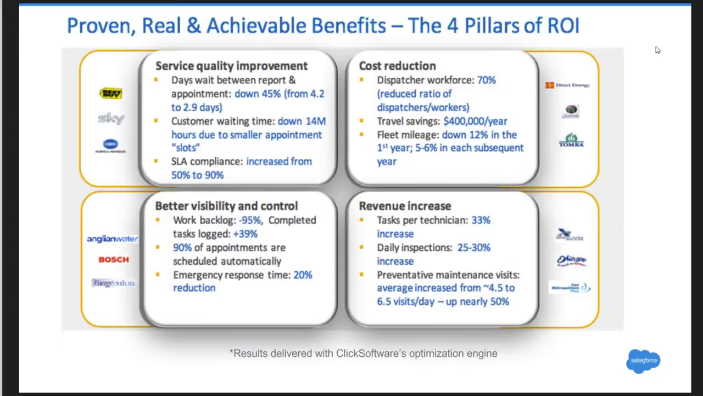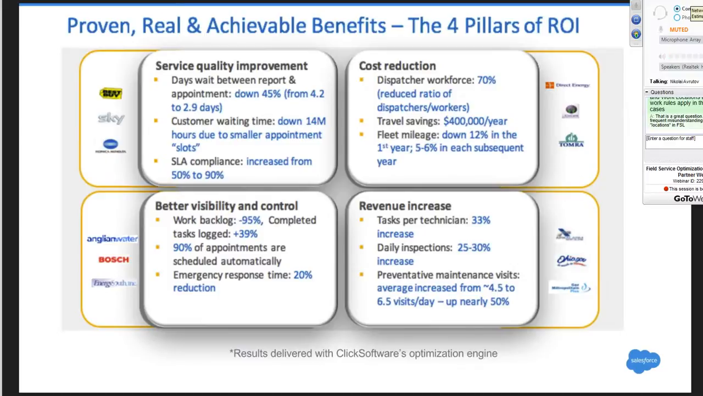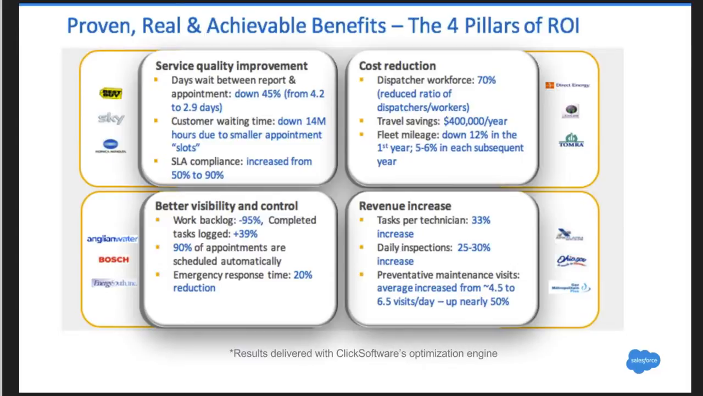So this is an example of how dramatic these improvements can be, and the scheduling engine, the optimization engine, is available out of the box when it comes to achieving significant, meaningful, substantial ROI in the first year of using the application, within the first year of customers using the application.